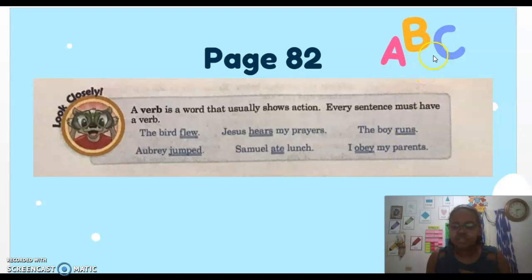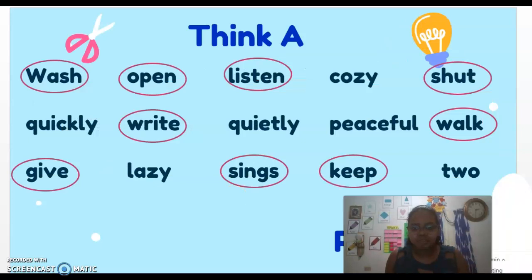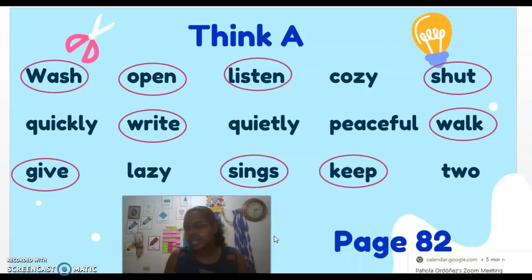Here you have the information on page 82. Now let's work on exercise Think A. The exercise says that you're going to circle the words that are verbs in each one of the columns. So here we have 1, 2, 3, 4, 5 different columns. In each one of the columns, you're going to circle the words that are verbs.